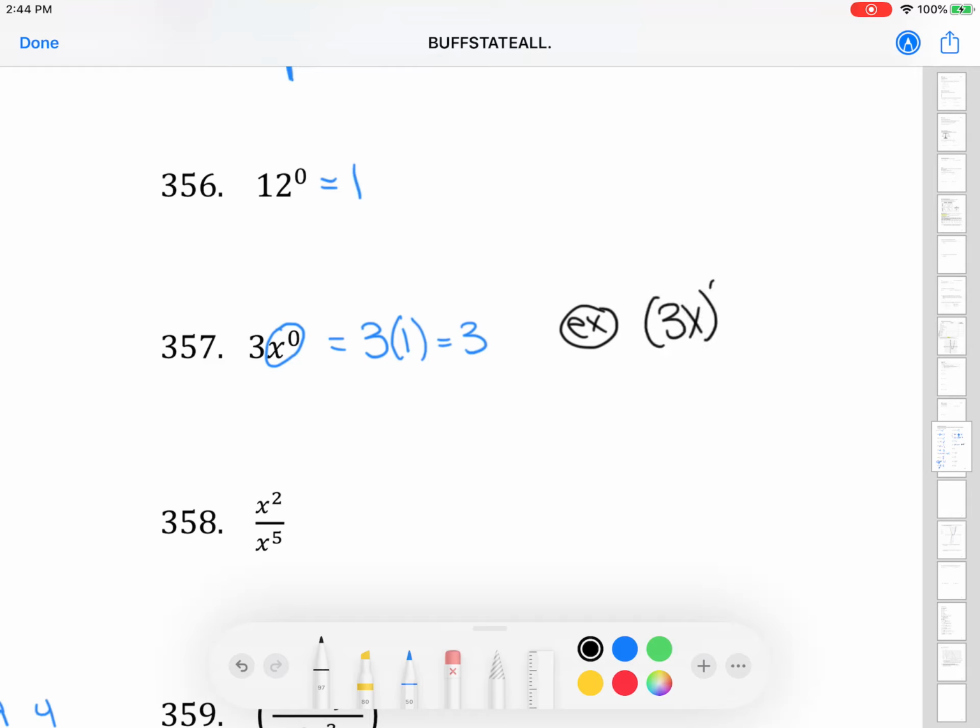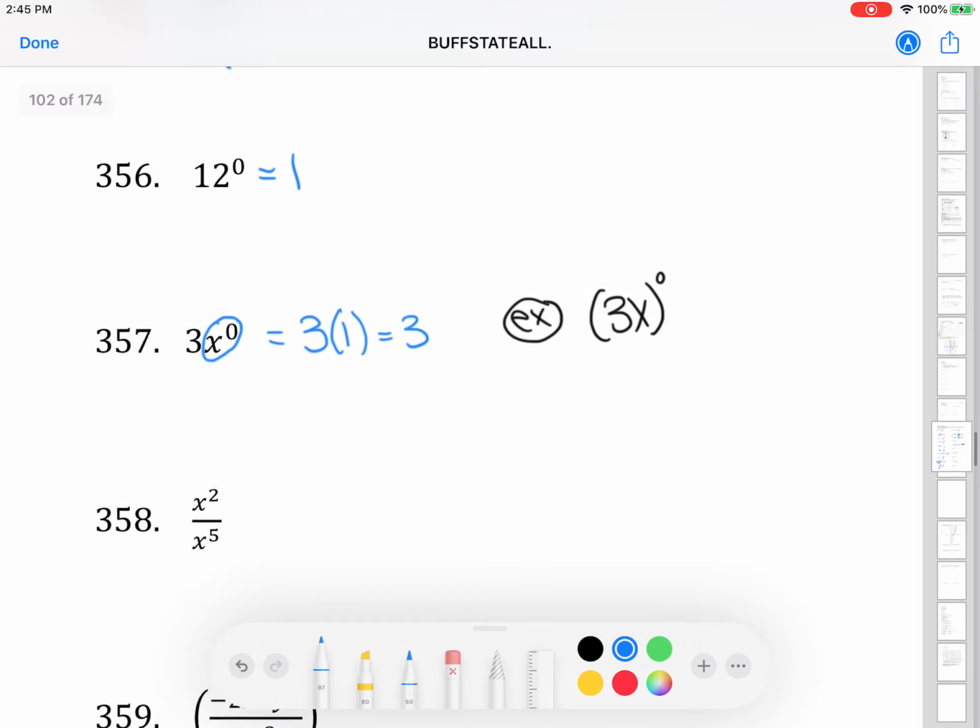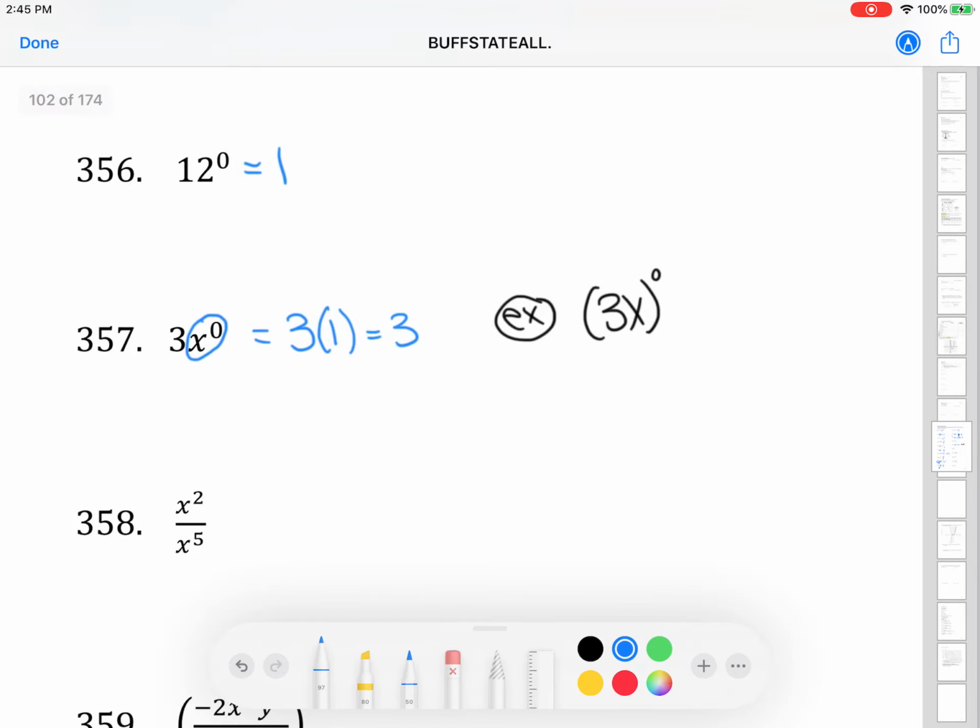I'm going to throw in a little extra example for this one. If I had 3x in parentheses to the 0 power, that means everything is being raised to the 0. So the 3 and the x all raised to the 0 power, that would be equal to 1. But because the 3 was not raised to the 0 power over here, it's not part of the 0 power rule and it just carries over. Big difference between all of these 3 examples.